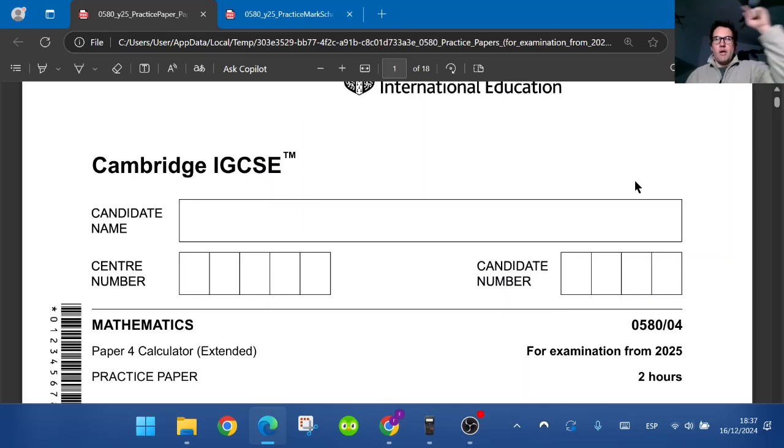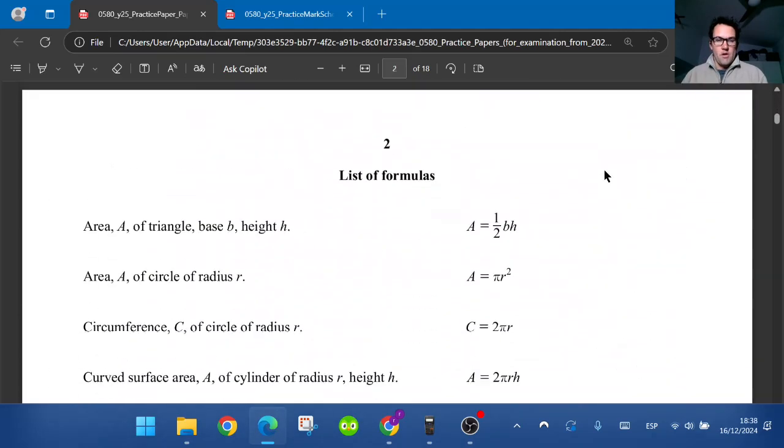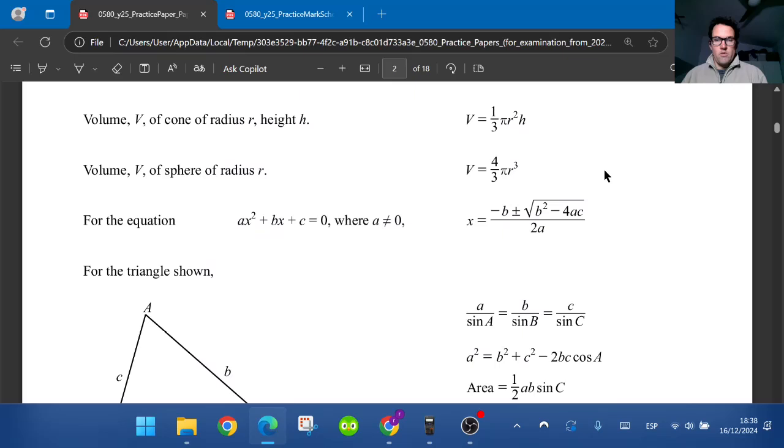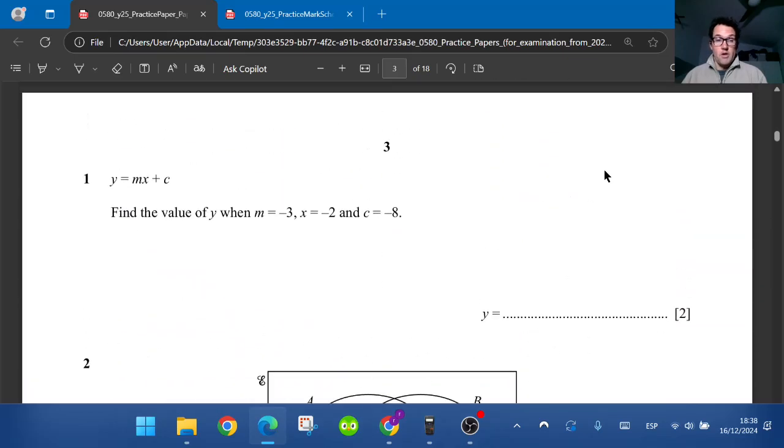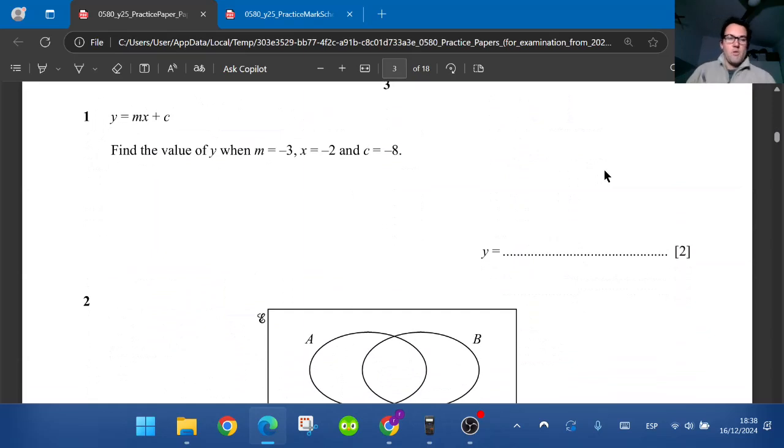Hello! Okay, let's not waste any time. Let's jump right into this practice paper for the new Cambridge IGCSE specification 2025. Note all the formulas of graph they're going to give you this time around. And let's start with question 1.